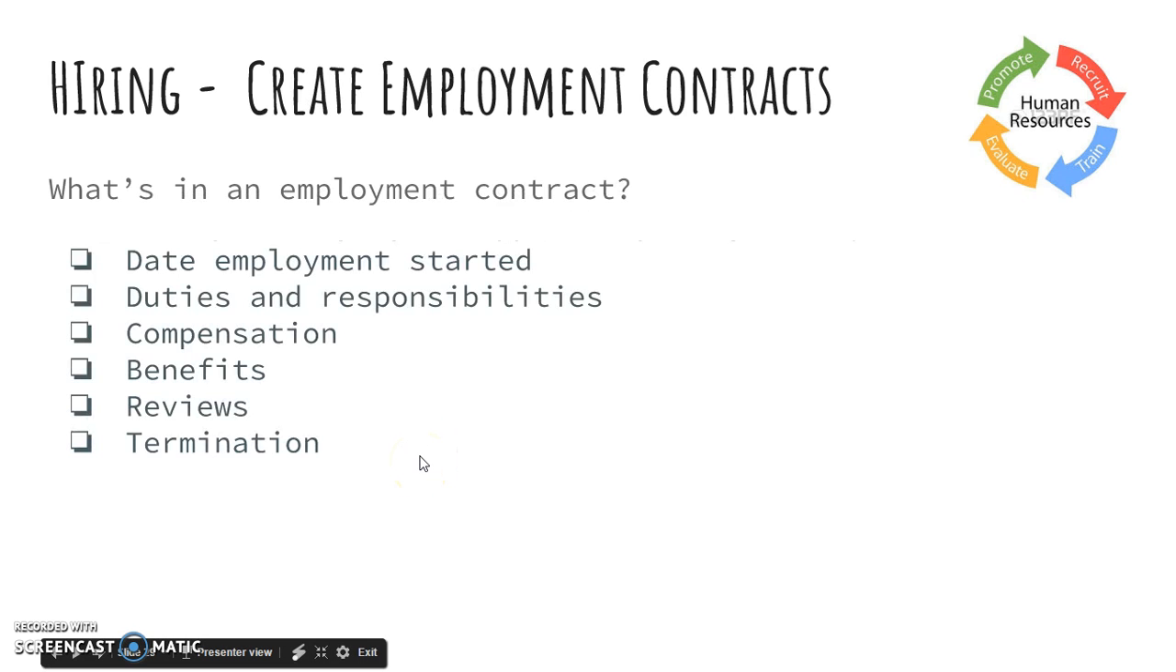So now when it comes to the next step, which is the creating of the employment contracts, first of all, let's define what is an employment contract. An employment contract is going to have all the specifications of the position, the date the employment started, the duties and the responsibilities of this position, the compensation, salary versus hourly pay, benefits, what type of benefits are going to come along with this in terms of retirement, possibly health care, dental care, eye care, so on. Reviews, how are you going to be reviewed and evaluated? And then termination, what are grounds for termination? What would happen? How would you be notified of being terminated? All of these are going to be included in the employment contract.